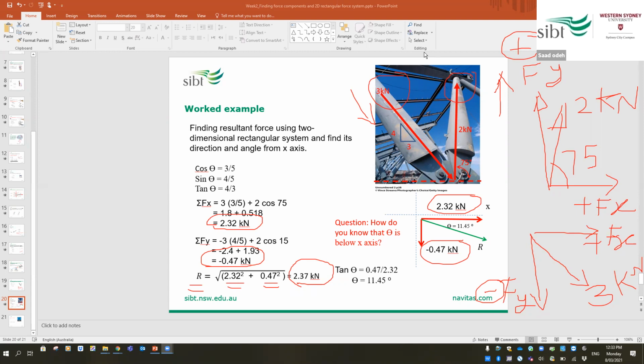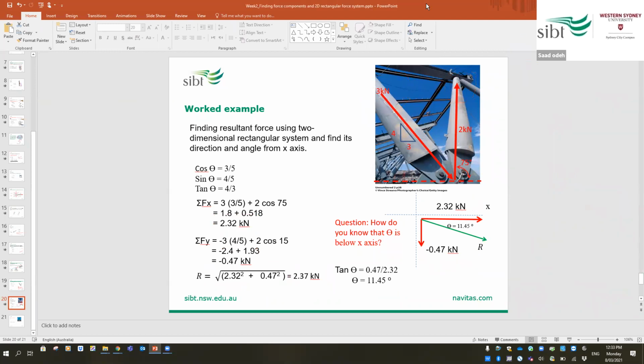And also, of course, you can find the angle of this force, or the angle of the resultant, if you apply the tan theta rule. So basically, this is in brief what you're gonna learn in this class.